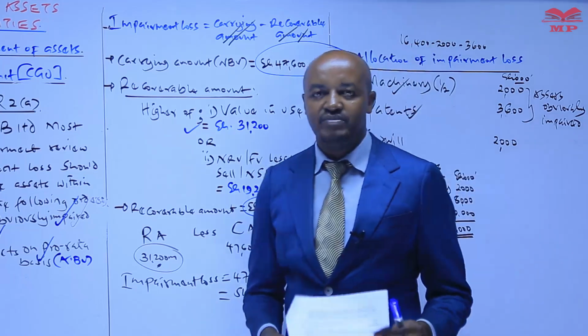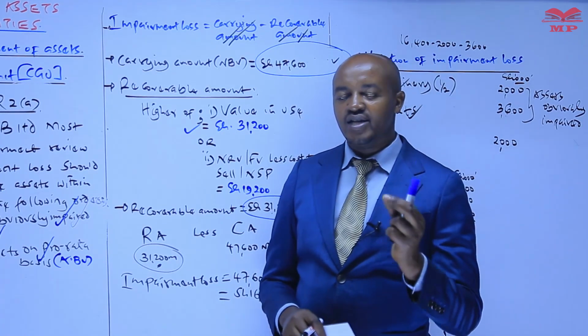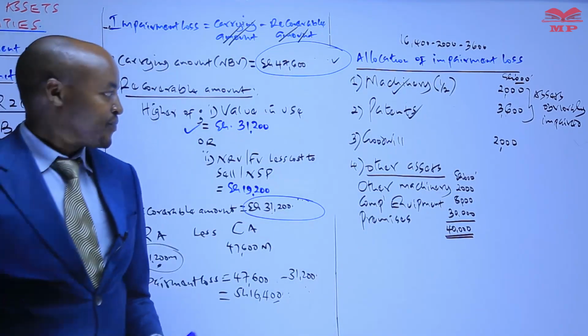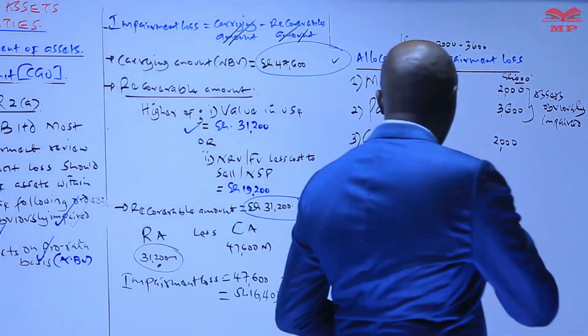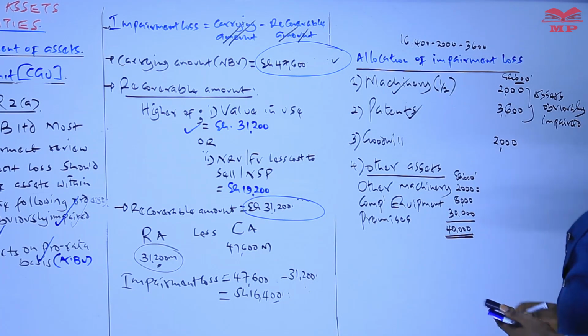So why do we need this particular value here? We need that particular value because we are going to allocate the remaining impairment loss to those three assets based on their carrying what? Based on their carrying amount. So therefore, we need to determine the impairment loss to be allocated to these three assets. So how do we determine that?